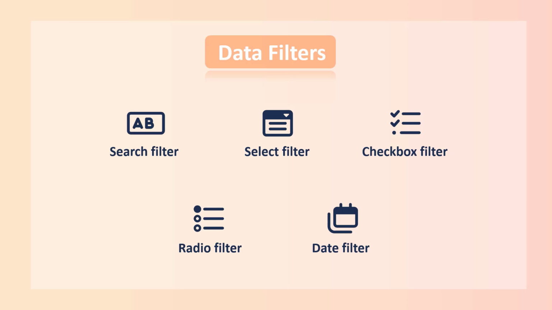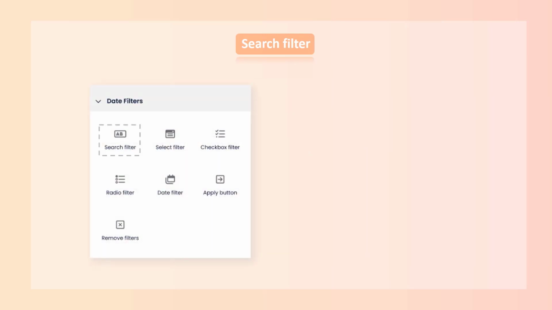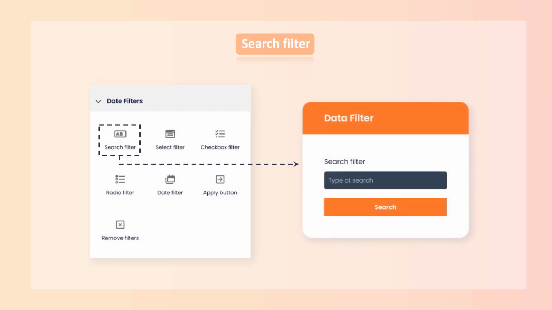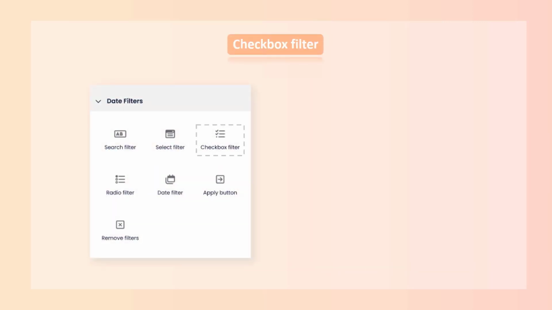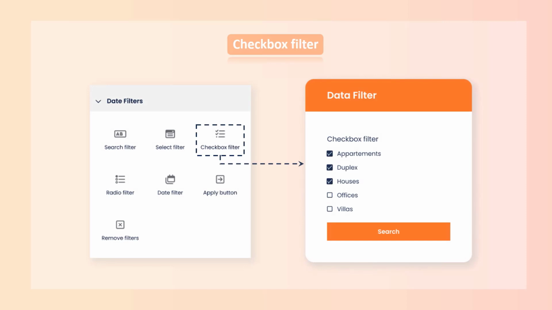Applying these filters is straightforward. Search filter, which provides a text box that allows users to search with text. Select filter, which is a drop-down list that allows users to select a single option from the drop-down list. Checkbox filter, which is a checkbox list with options that allow users to select multiple options to filter data.